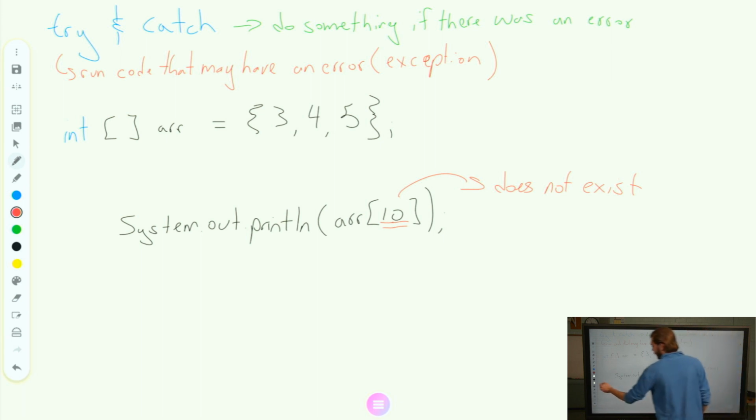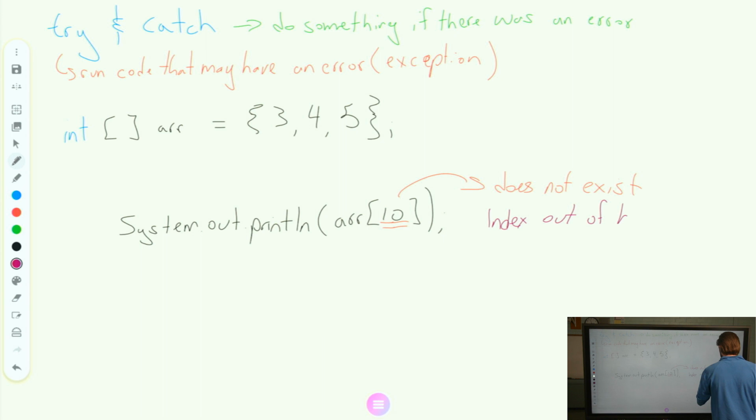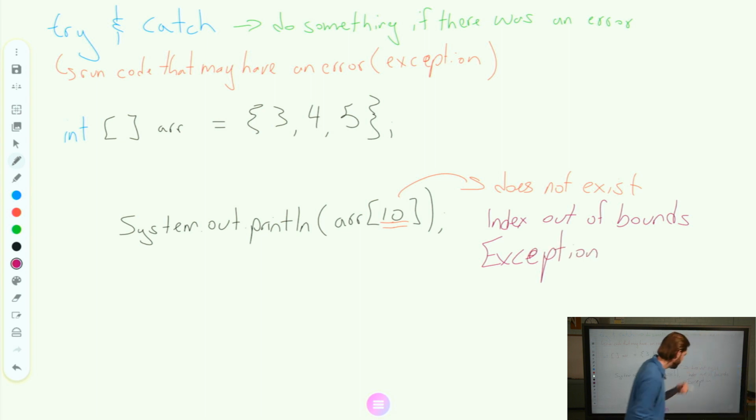Which will cause, you guessed it, the index out of bounds exception. So this is the index out of bounds exception. Now in the past, the only way that we could handle this is by using if statements or using very controlled loops that would make sure that we don't have this index out of bounds exception.